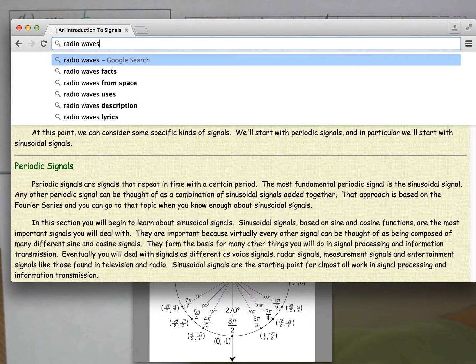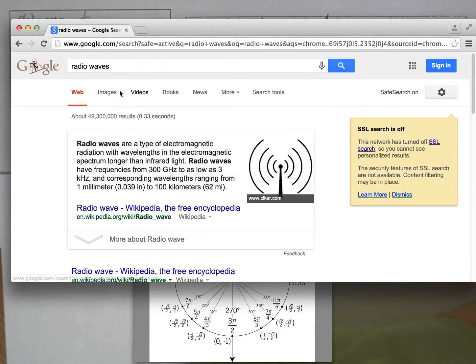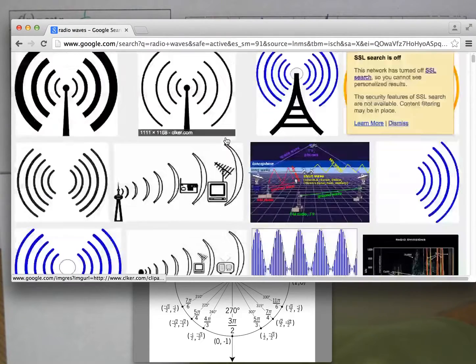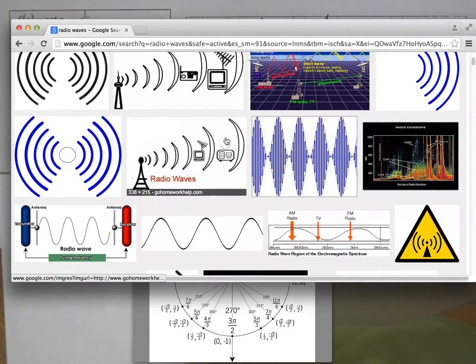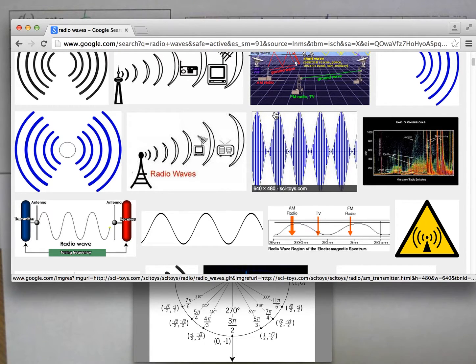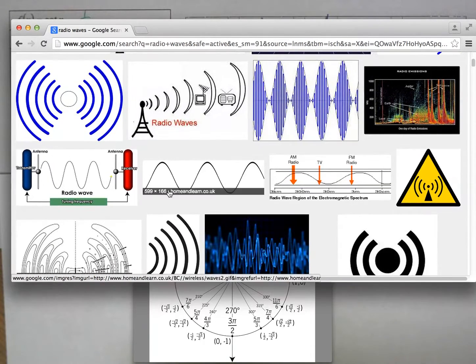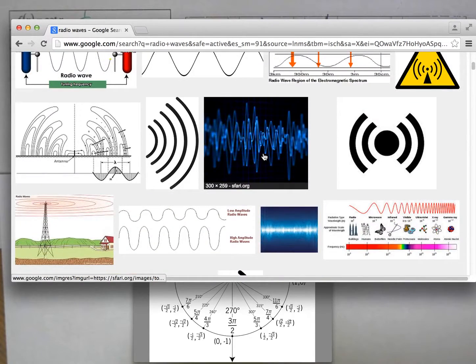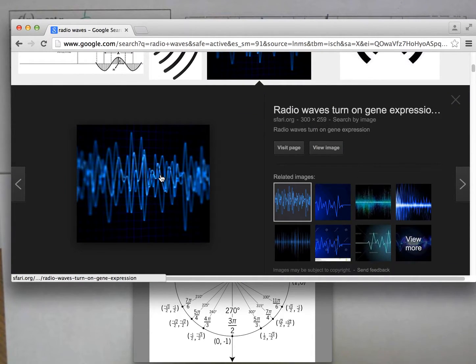Radio waves from space. Those aren't very good. Yeah, see, kind of like that. When it sends out signals and it sends them out in beeps, every now and then there's a peak. Here you go, something like that. Radio waves, you guys have seen this. I know you've seen this. But I mean, those are sine and cosine waves.